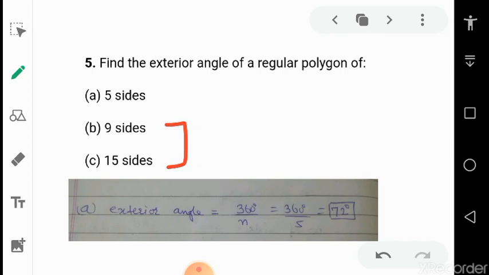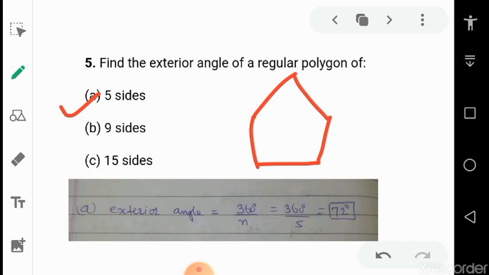Okay, I want to explain the part A again, that will be interesting for you. So it is a 5-sided polygon. All right, part A, I draw a polygon as there are 5 sides. Okay, this is a polygon, especially this is a pentagon. And we have found that the value of exterior angle is 72 degree.